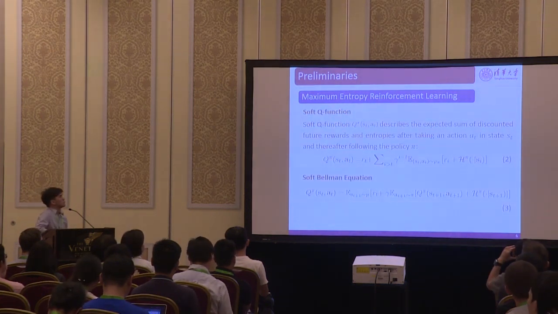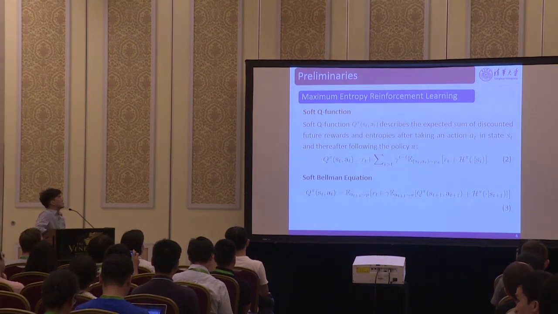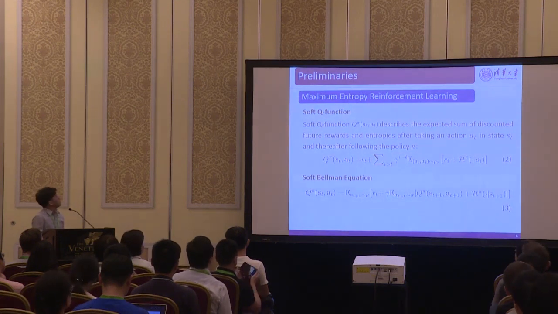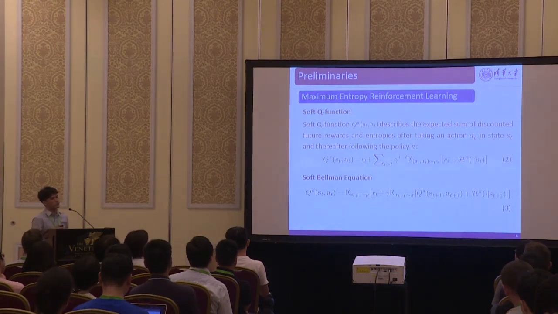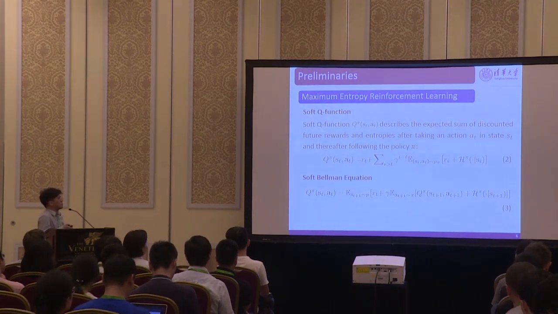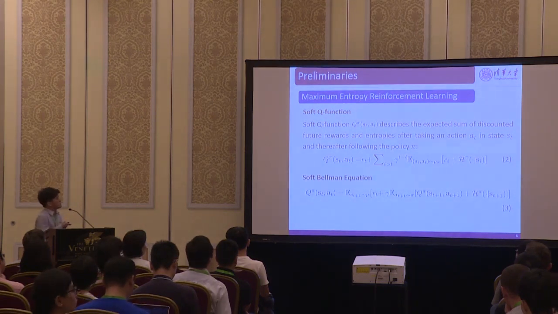Next, I will introduce some basic concepts in maximal entropy reinforcement learning, including the soft Q function and the soft Bellman equation. The soft Q function describes the expected sum of discounted future rewards and entropies after taking an action a_t in state s_t, and then following the policy pi, as shown by equation 2. Then, by one-step bootstrapping with the soft Q function, the soft Bellman equation can be formulated as equation 3, which is generally used to learn the critic network in maximal entropy reinforcement learning.